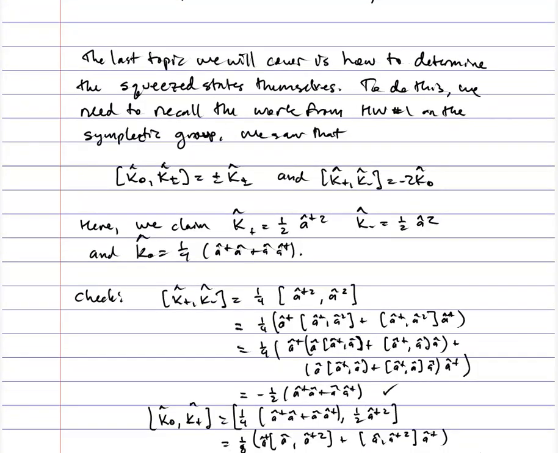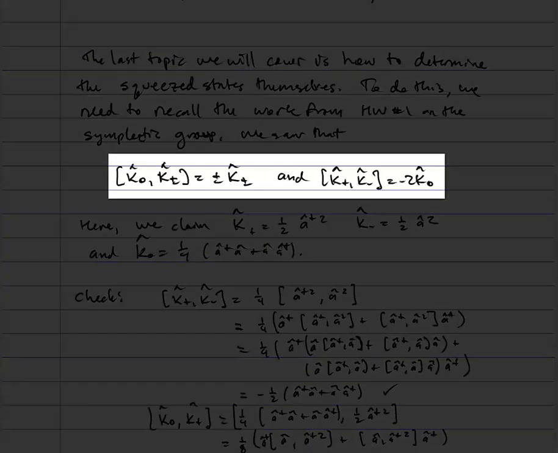Now, the last topic I want to talk about is how we determine the squeeze states themselves. And to work with this, we have to go back and look at a Lie algebra, which is a Lie algebra of the symplectic group. We worked with the algebra for the generators of that Lie algebra in the first homework, and I just want to remind you what those were. We found the commutator of k0 with k plus minus was plus or minus k plus minus. And we found the commutator of k plus with k minus was minus 2k0. It's only that minus sign that is different from the SU2 Lie algebra.